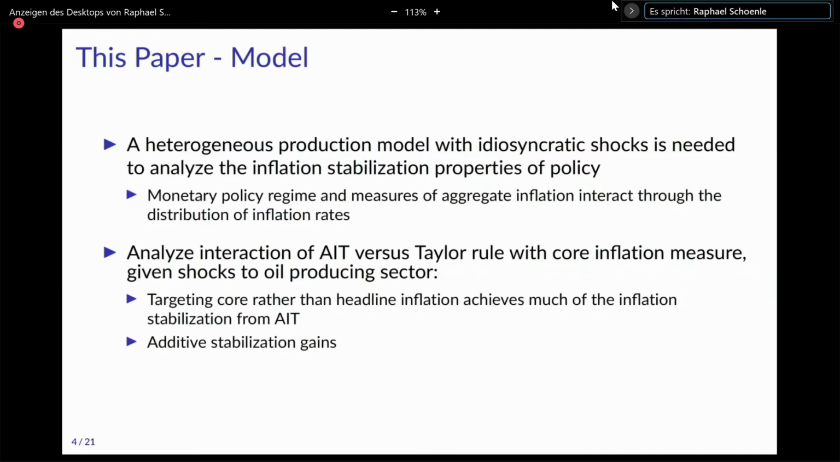In particular, we focus here on the interaction of monetary policy regimes and measures of aggregate inflation through the distribution of inflation rates at a disaggregated level. As an application, when we analyze the interaction of one regime, average inflation targeting, versus another, the conventional Taylor rule, with core inflation measures, given a shock, particularly an idiosyncratic shock to the oil-producing sector, we find that targeting core rather than headline inflation achieves much of the inflation stabilization gains from average inflation targeting, but there are also additive stabilization gains.